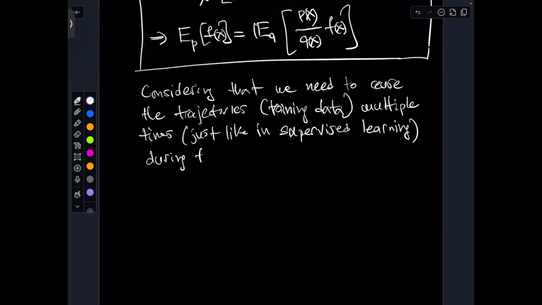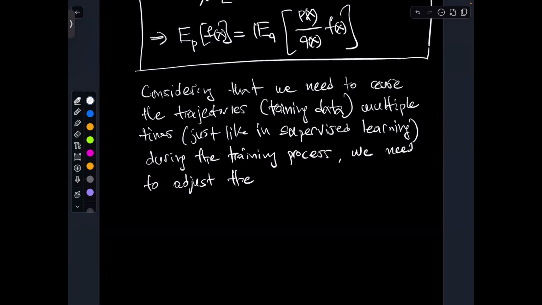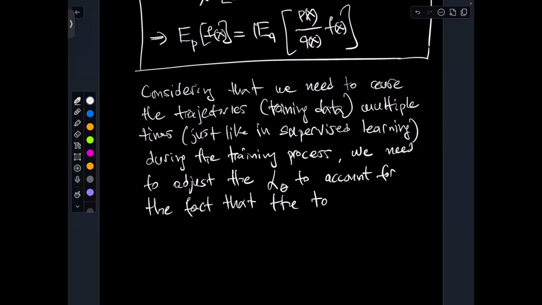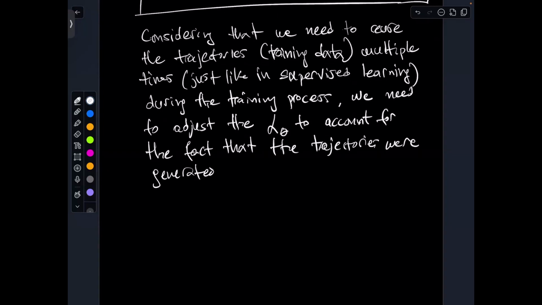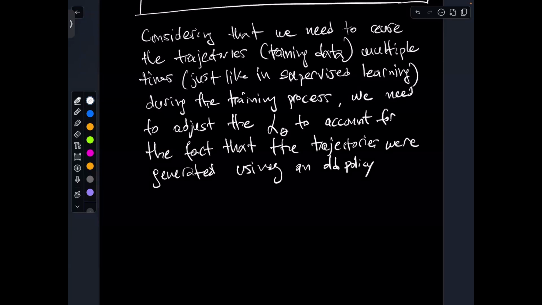During the training process, we need to adjust the L theta to account for the fact that the trajectories were generated using an old policy, pi theta old.